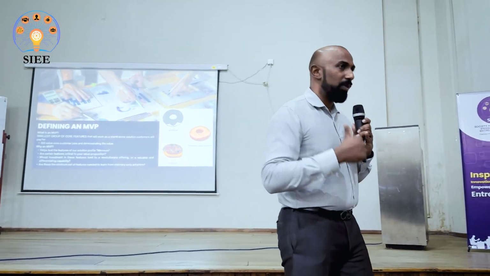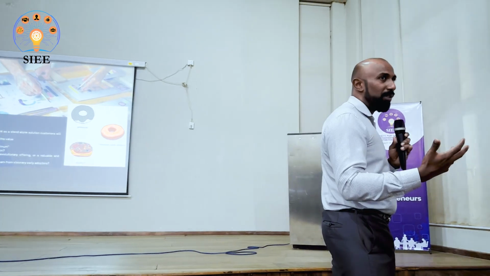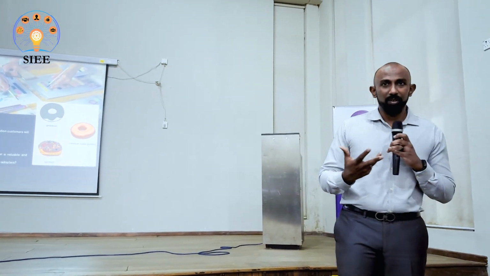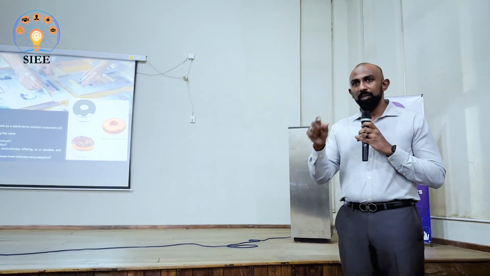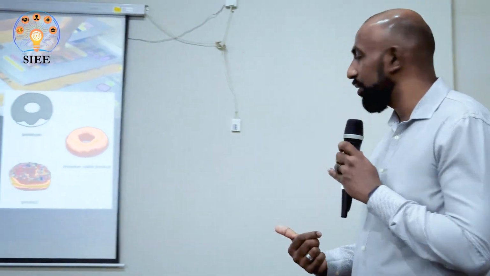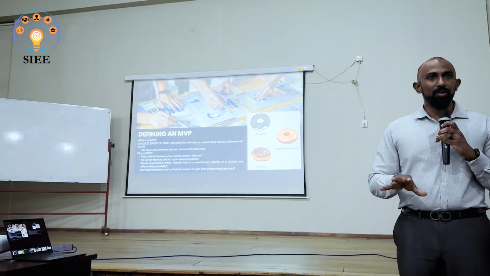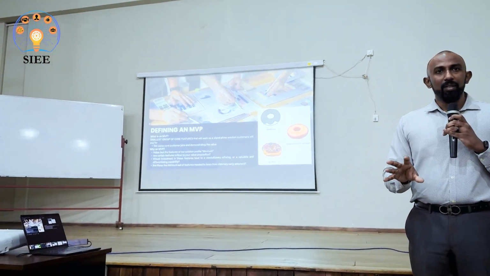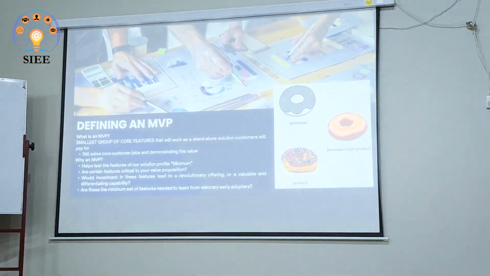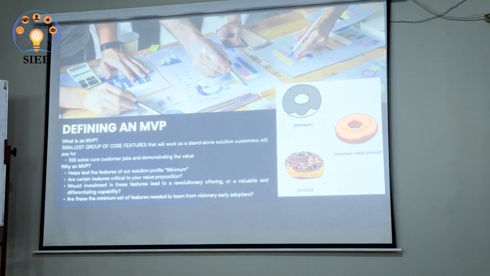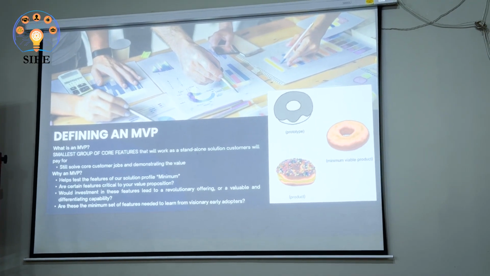I have put a simple image for you to understand. Right? So the first image is your idea, your concept: a donut with just a sketch. Then you have the minimal viable product: just a donut without any decorations or whatever, right? But still, it has to have the core features of your product.